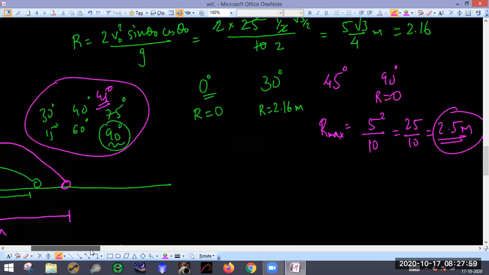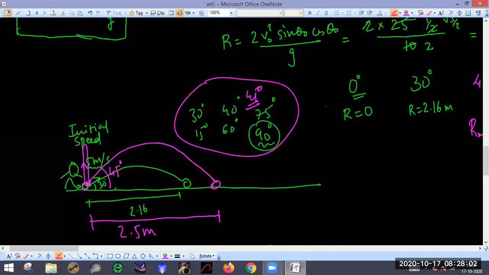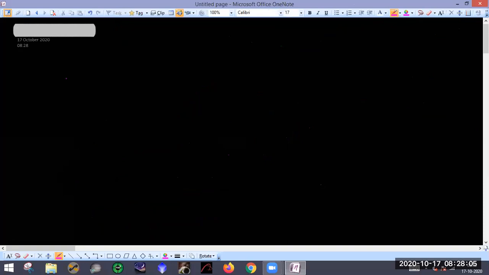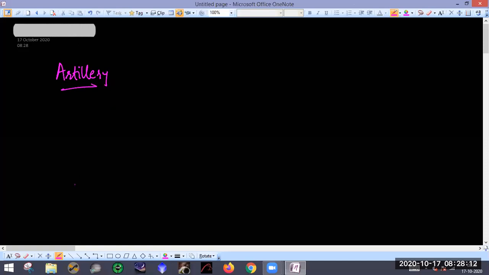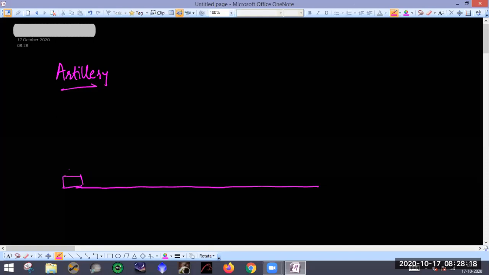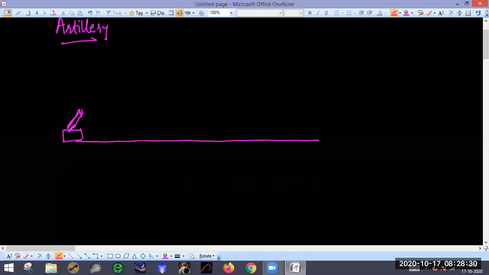Such kind of thing is extremely practical in artillery weapons. Think about artillery weapons. You know what artillery is, right? Cannons and big guns and all that. Okay, so let's say this is flat ground, and here is an artillery weapon. Let's say this artillery weapon can fire its cannonball, or whatever ammo there is, with an initial speed of, suppose, 200 meters per second. Okay, 200 meters per second.